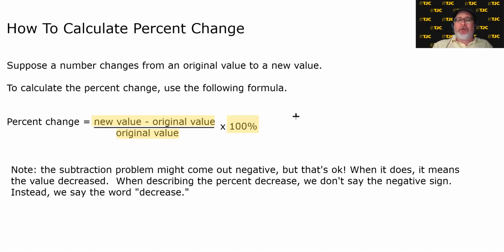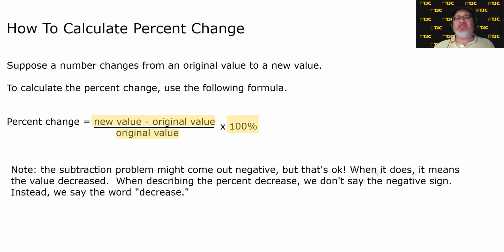I do need to point something out though, that the subtraction problem on the top might come out negative. For example, if the price of something goes down, then the new value is less than the original value, and so new minus original would be a negative number. But that's okay when that happens. It means the value decreased. When you're describing a percent decrease, we don't say the negative sign, we just say percent decrease. For example, if we got an answer that was negative 15%, then we would say that it was a 15% decrease in price, not a negative 15% decrease in price. You would actually be saying a negative twice there and making it positive, so let's not do that.